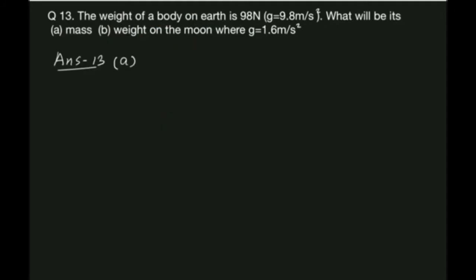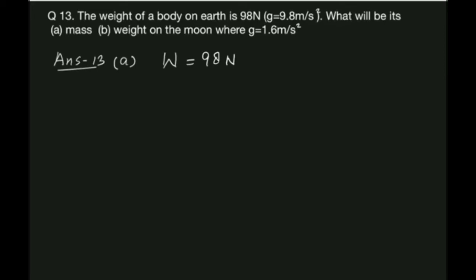Come to question number 13 now. The weight of a body on earth is 98 Newton. So W equals 98 Newton and the value of g is also given. What will be its mass and weight on the moon? Now mass is not going to change. I told you just now that mass remains the same. If you take any body to any planet or any satellite, the mass is going to be the same.